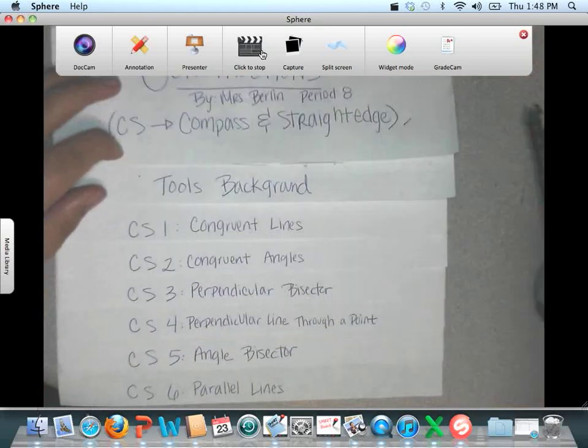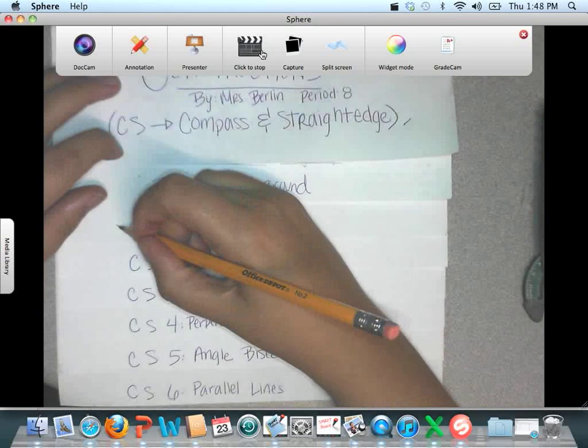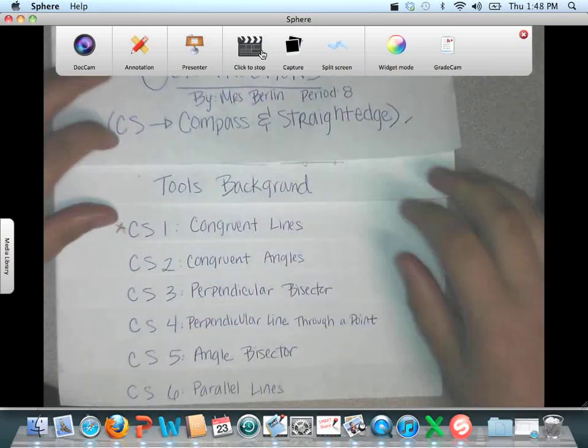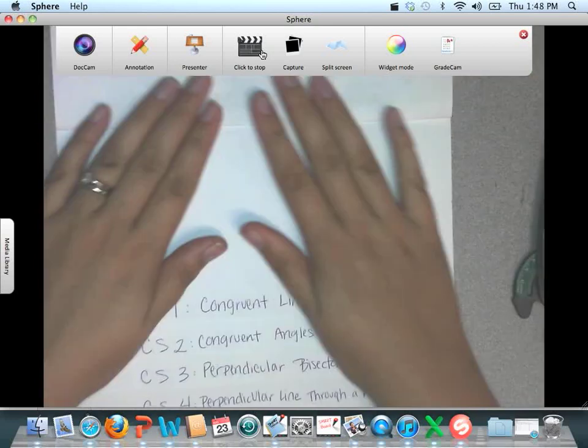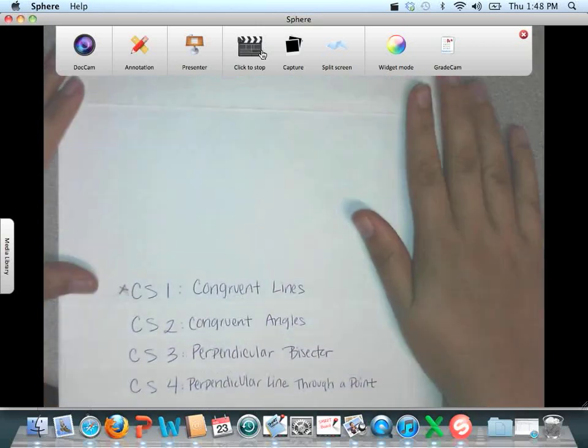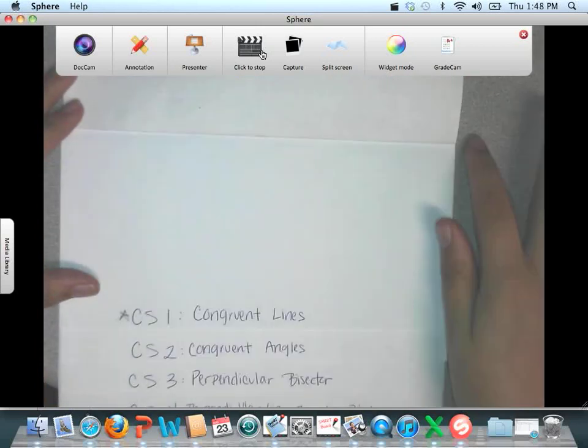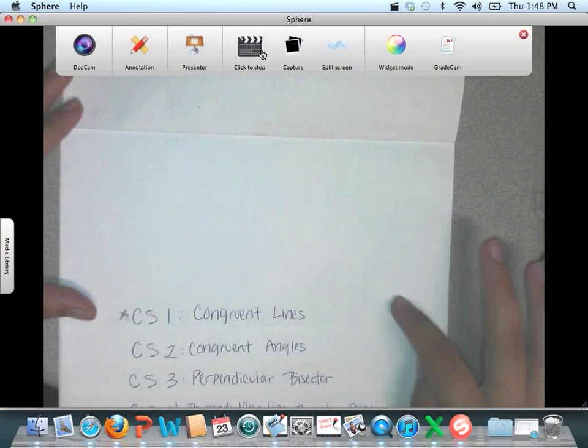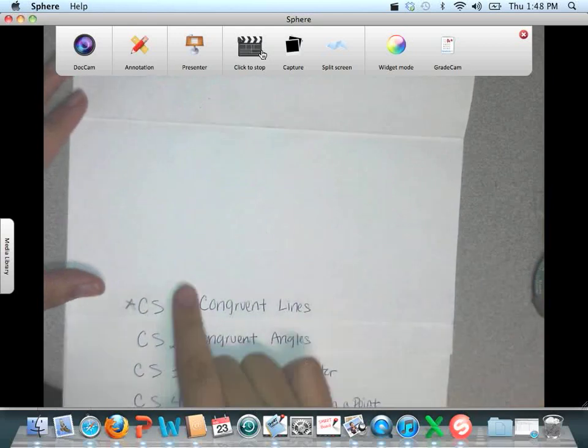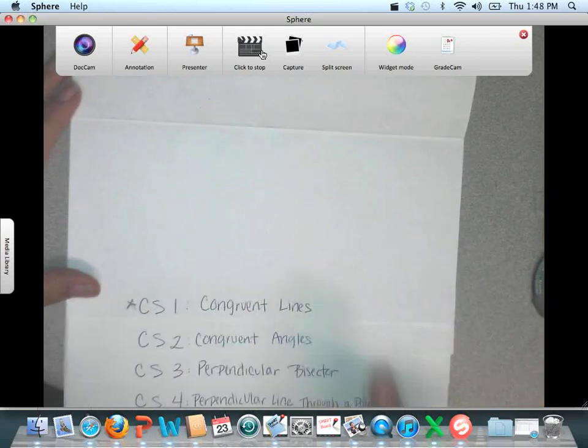Today's video is all about CS1. Okay, so flip your book open to this section. You can see here's the fold, here's CS1. This is the first one. Today we're going to learn how to make congruent lines.